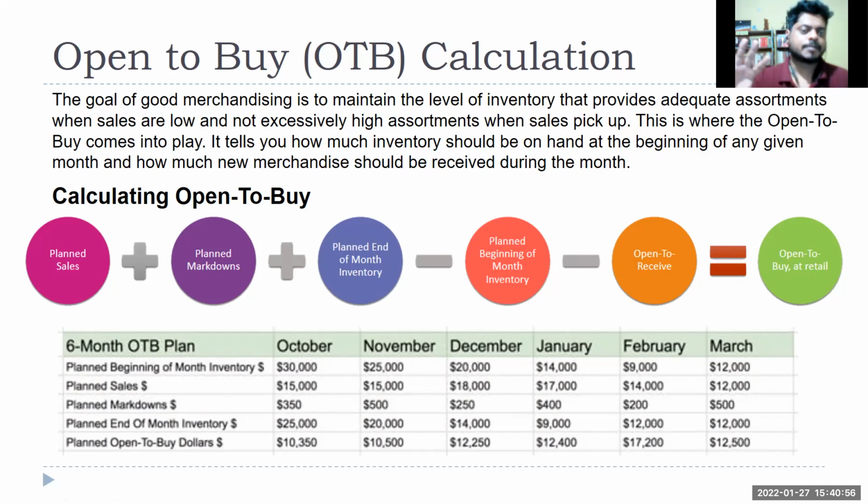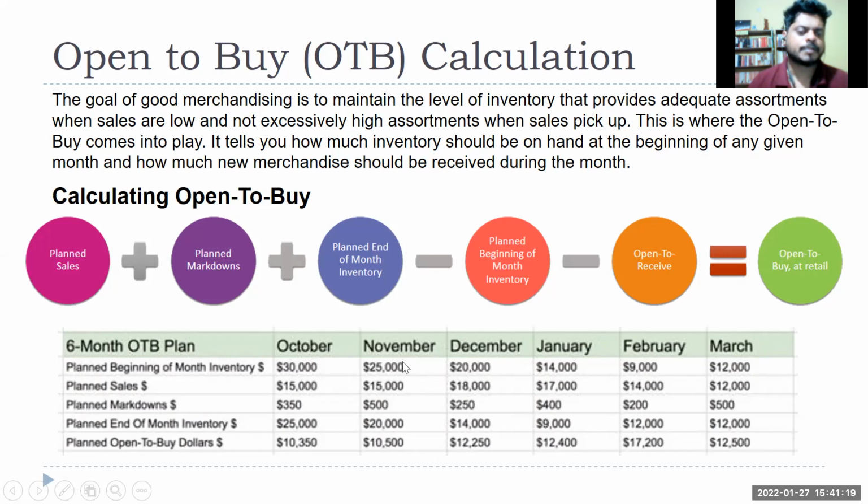So that minus 5,000 plus 15,350 will give me $10,350 worth value of items or inventory I have to purchase. So that is open to buy. That much I am open to buy this month, October month. Like that, now I can calculate for the other months. Obviously, I need to have the data of this information available with me.